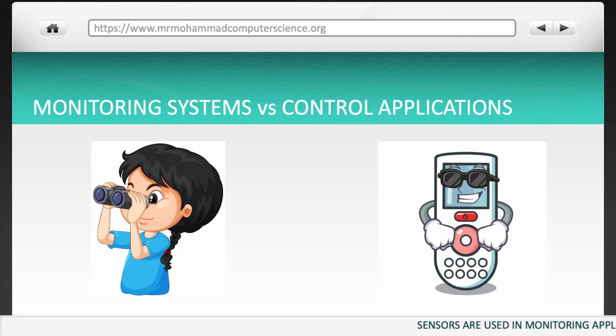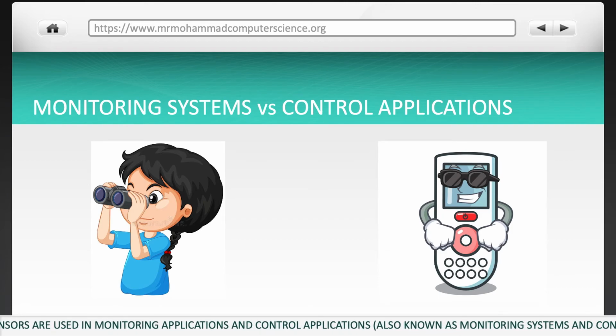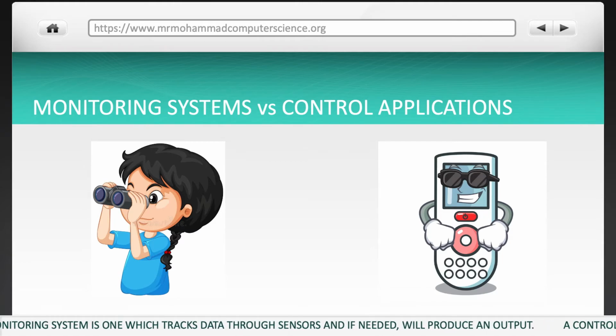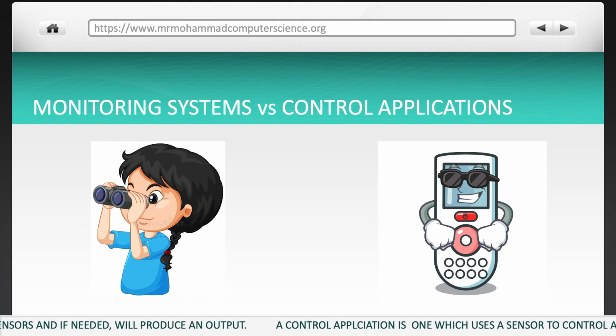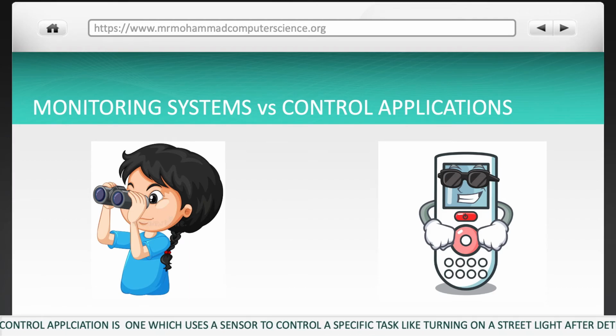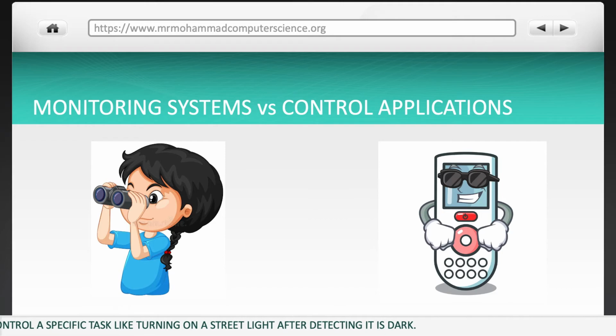Sensors are used in monitoring applications and control applications, also known as monitoring systems and control systems. A monitoring system is one which tracks data through sensors and, if needed, will produce an output. A control application is one which uses a sensor to control a specific task, like turning on a streetlight after detecting it is dark. We're going to look at these in a little more detail now.